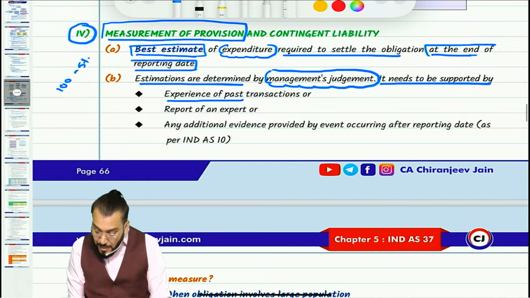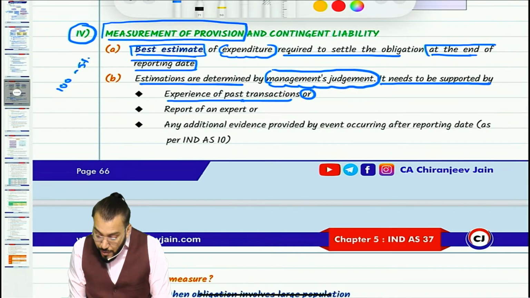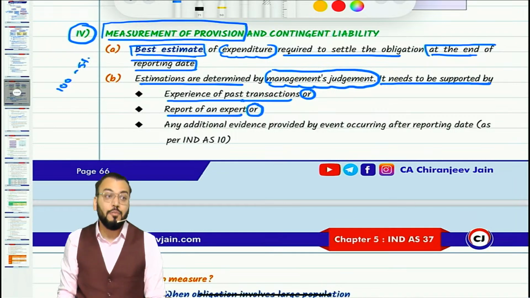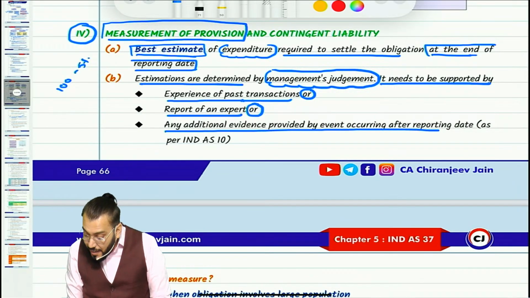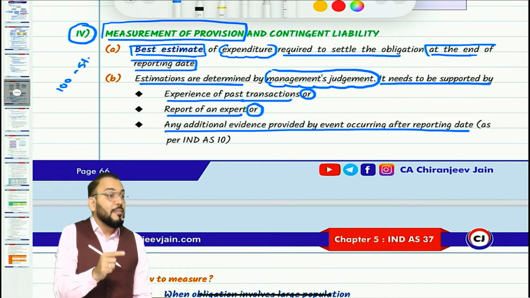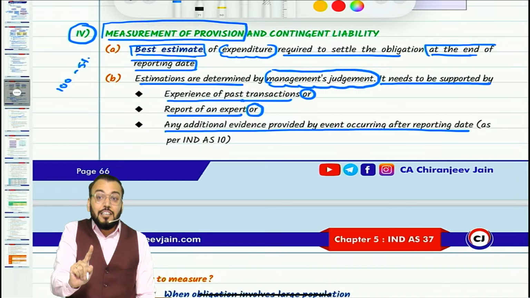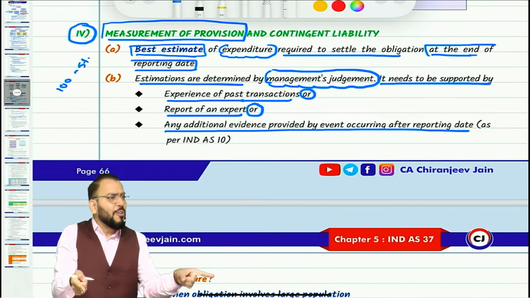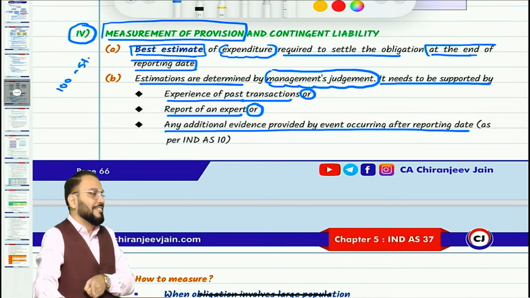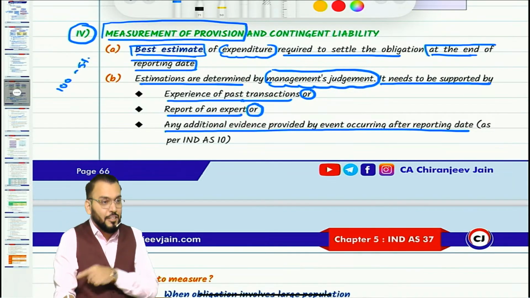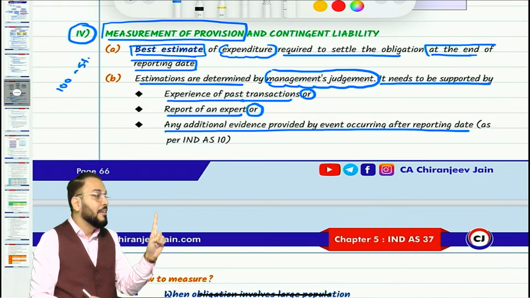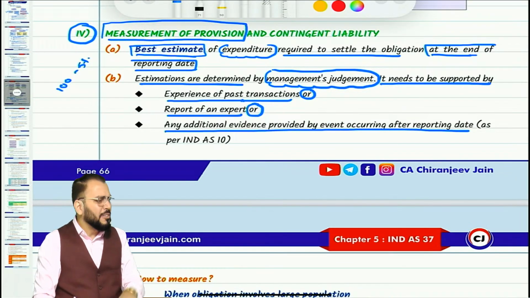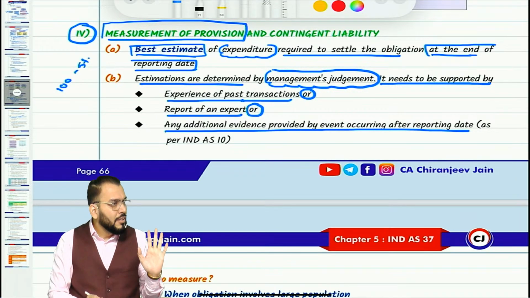Have you understood? So it should be supported by experience of past transactions, or a report of an expert. An expert can be internal or external. Or any additional evidence provided by events occurring after the reporting date. Means after this I will start Ind AS 10. AS 4 is nothing but Ind AS 10. So after this chapter I will start Ind AS 10, where I will take many examples based on the third point. Understood? So that I will discuss under Ind AS 10.